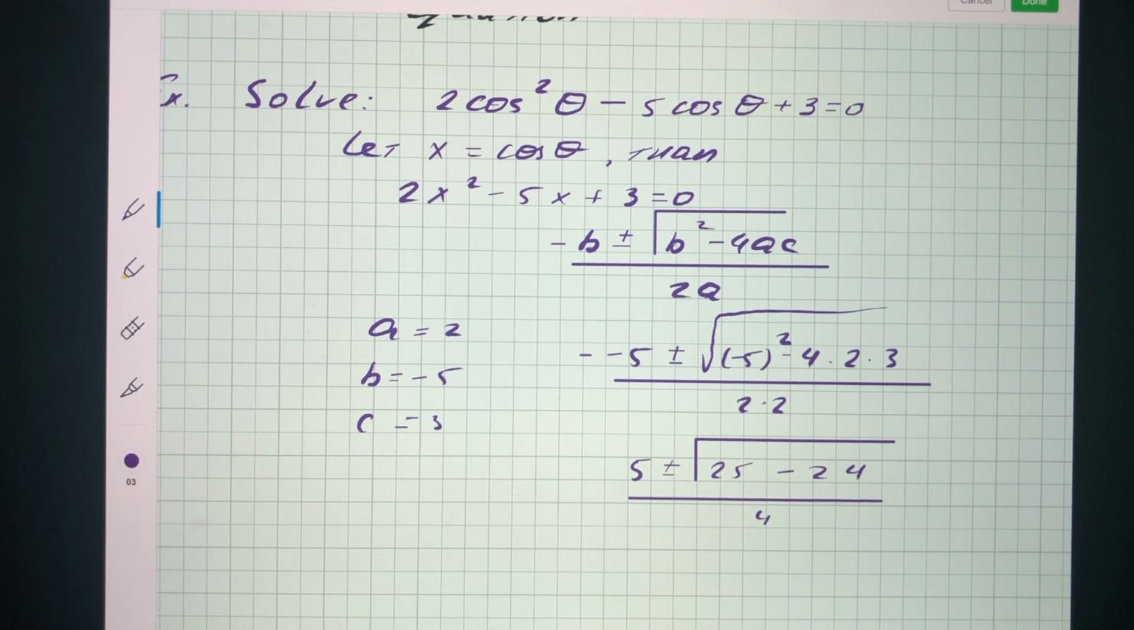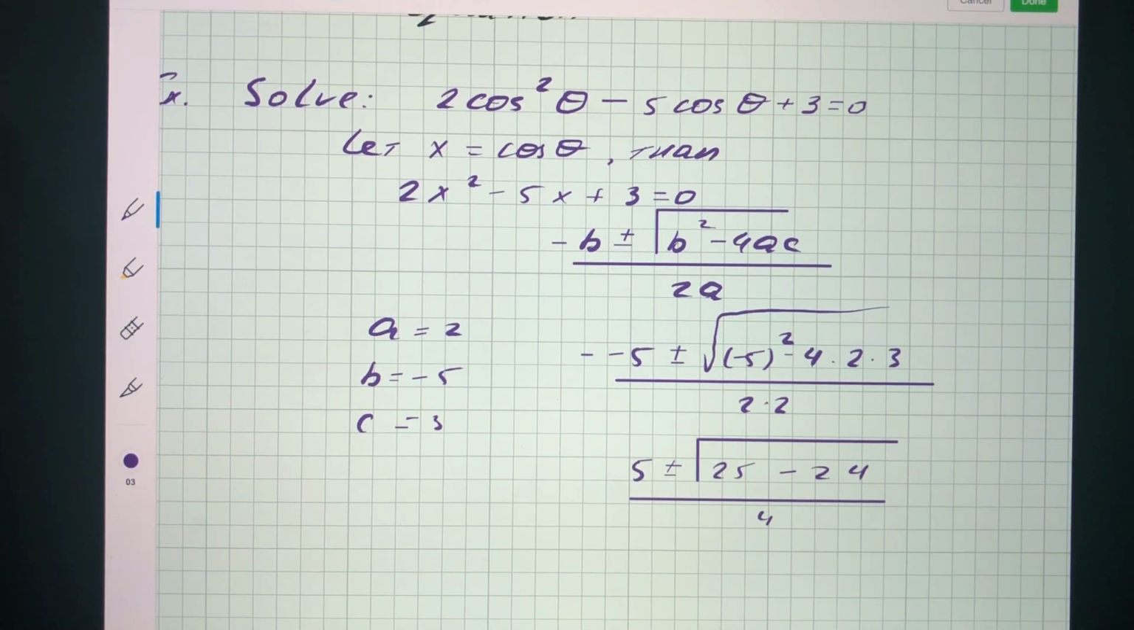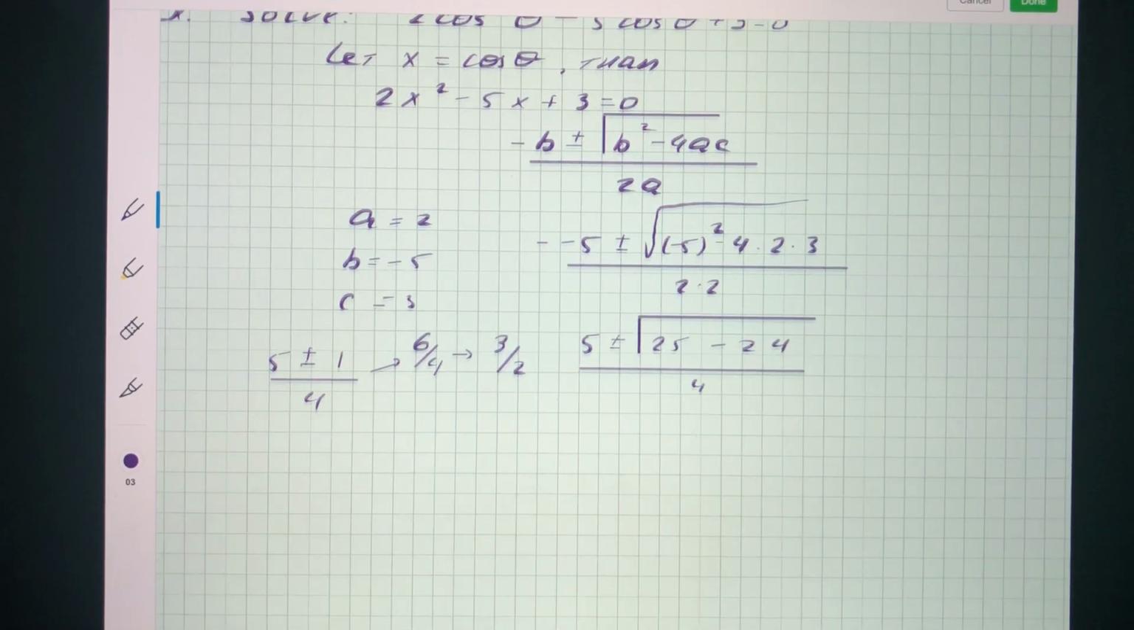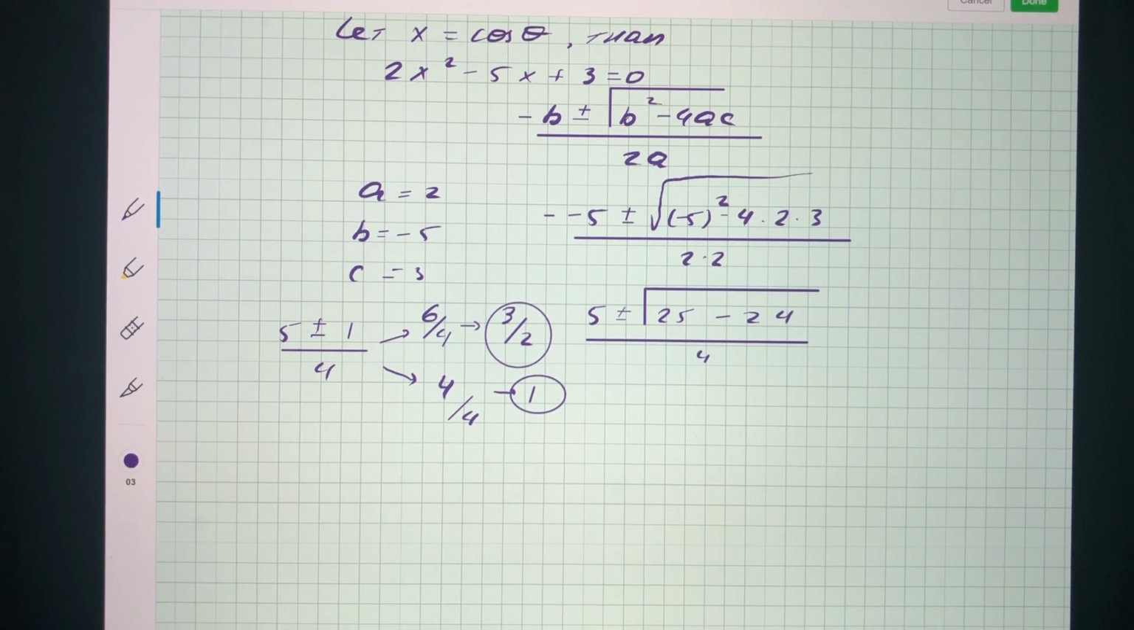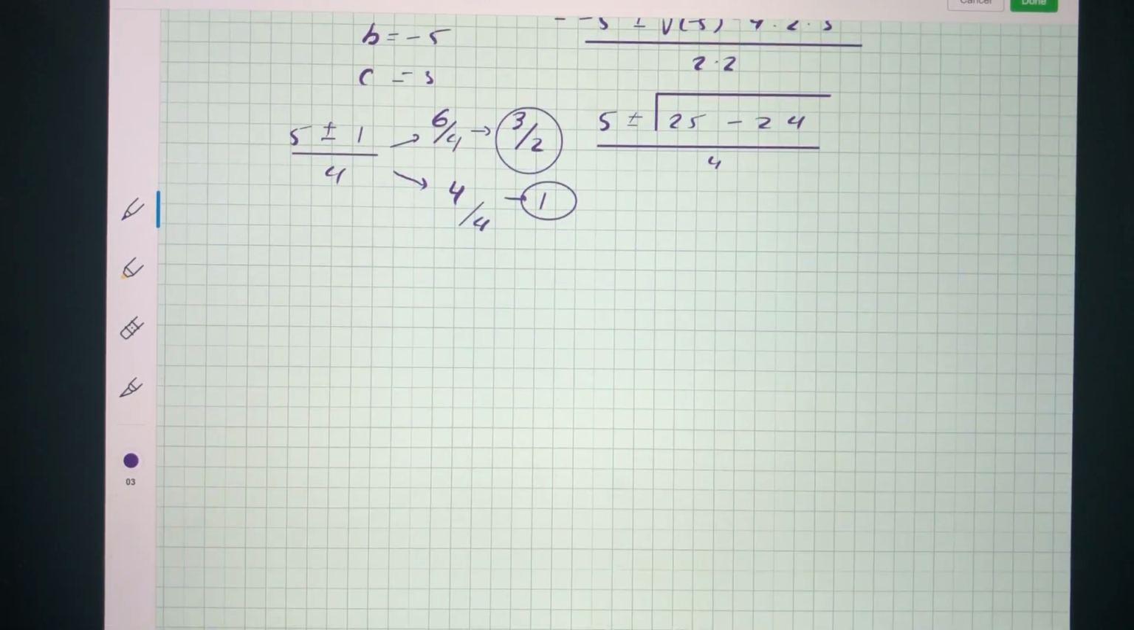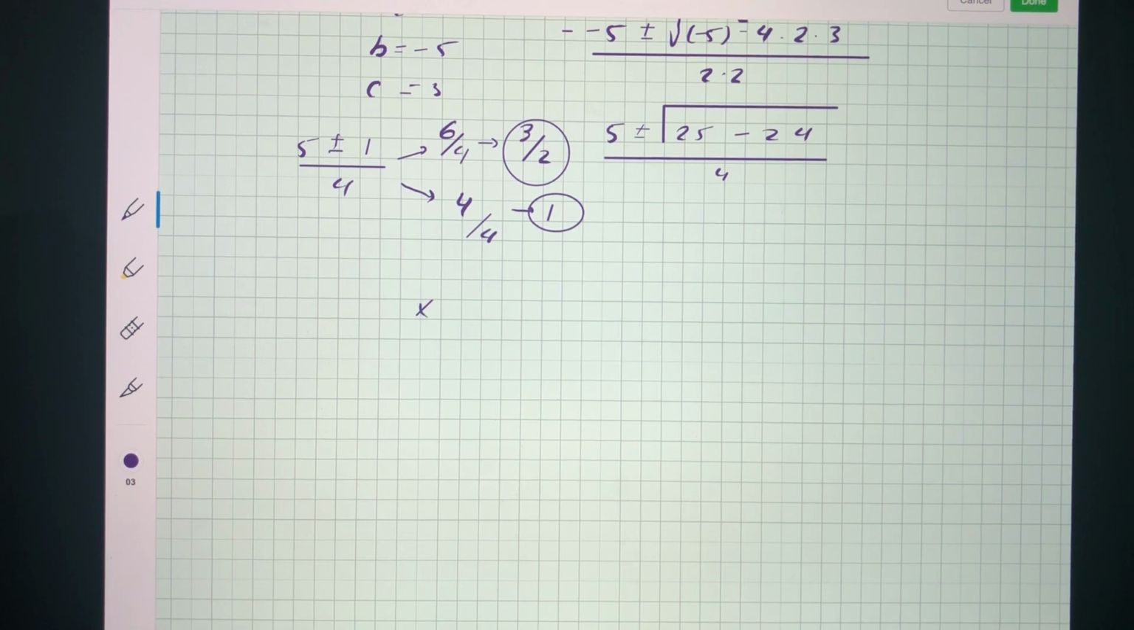So 25 minus 24 happens to be 1, and so we have 5 plus minus the square root of 1, which is also 1, divided by 4. So we have two answers. 5 plus 1, that's 6 over 4, which can be reduced to 3 halves. And the second solution is 5 minus 1, which is 4, divided by 4, which is 1. So we have two possible choices, 3 halves and 1. So what that means is our variable x is either 3 halves or x is 1.